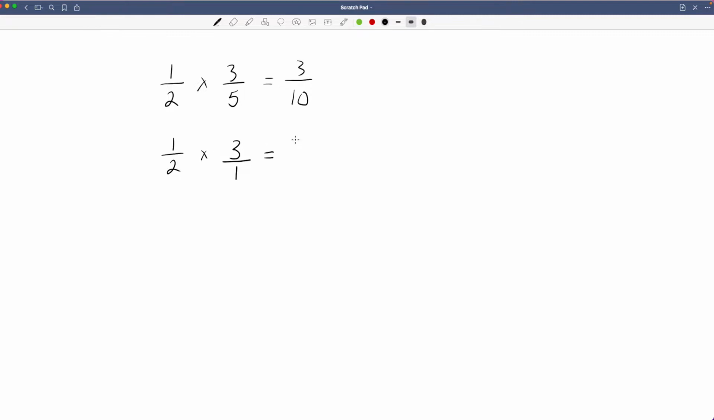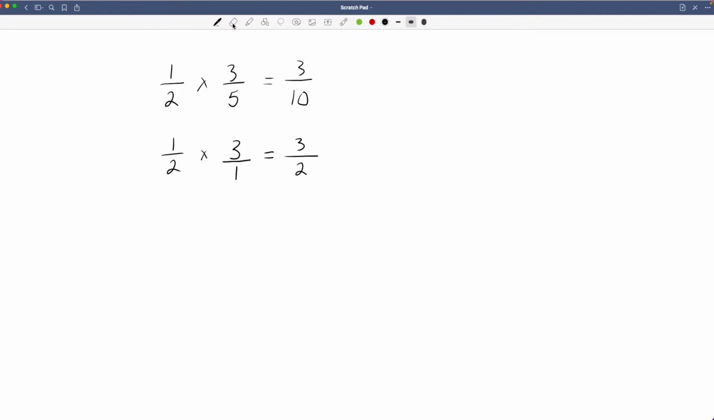1 times 3 is 3, and 2 times 1 is 2. So the answer to 1/2 times 3 would be 3/2, all right? And if you think about that, that makes sense too. Because if you have a half 3 times, you're going to get 3/2. So that's an easy way to prove that it works.